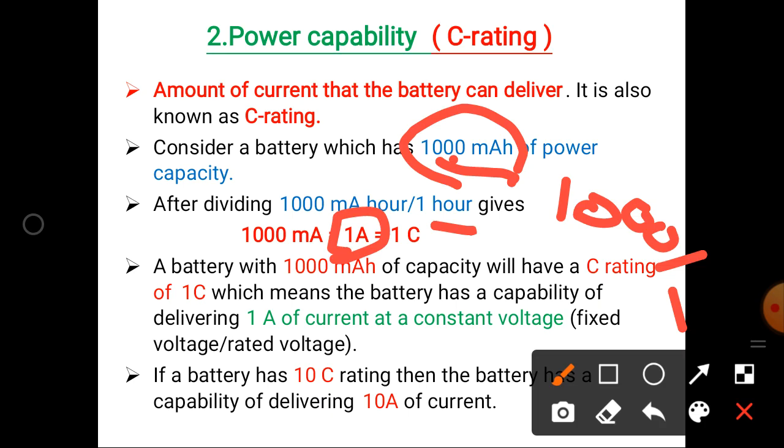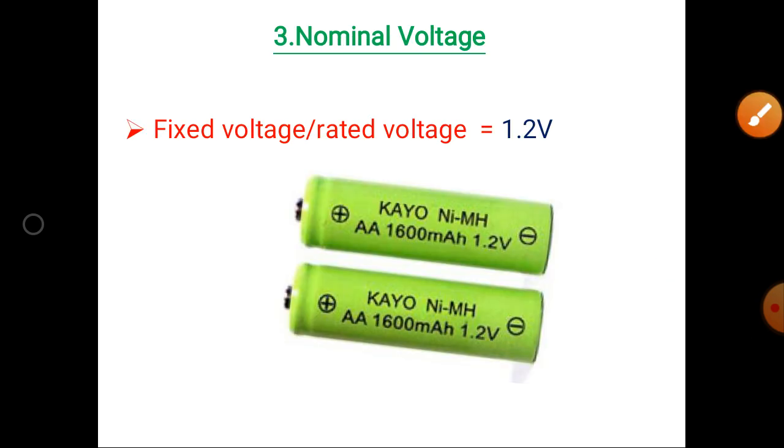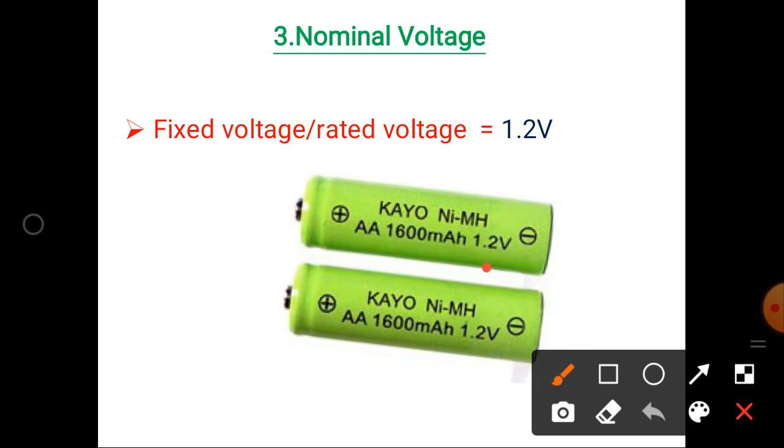Normally the voltage will be constant for all the batteries, and the C rating will differ depending upon the number of hours the battery is used for the particular application. So if the battery has 10C, it means the battery has the capacity to provide 10 amperes of current. So C rating means the capacity of the particular battery to provide current to the load. And normally the nominal voltage is written on the battery itself. See this battery, we have the specification 1.2 volt. It represents the nominal or fixed or rated voltage of the particular battery or cell.